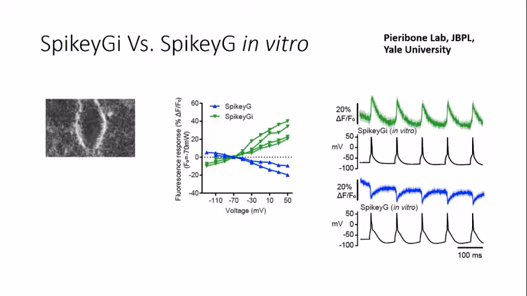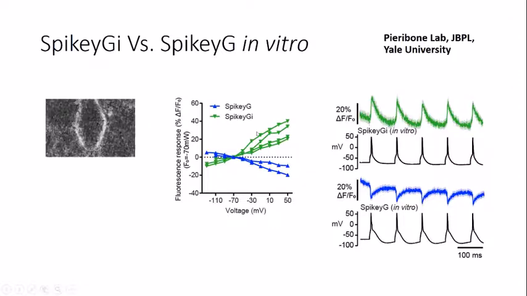So another collaboration we're having is with voltage indicator developers, Vincent Pieribone's lab from Yale University, and they have developed these new voltage indicators that derive from ASAP. There are 2 versions of this. The blue one is a normal ASAP version, which means the fluorescence level goes down when there is an action potential, because the action potential means the membrane potential goes closer to zero. So the fluorescence goes down when there is an action potential.